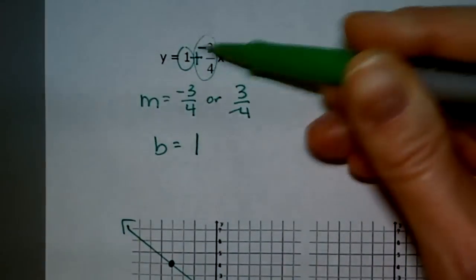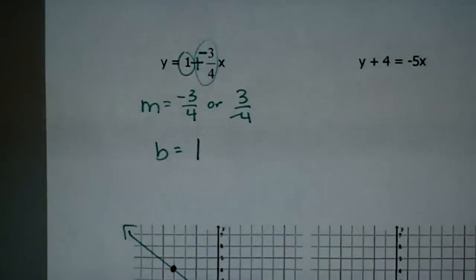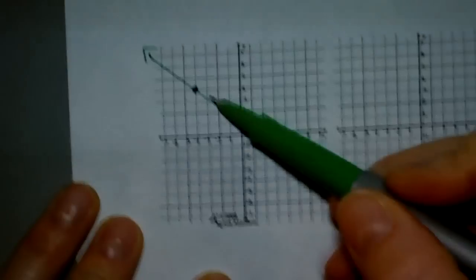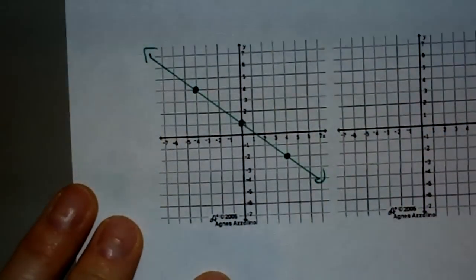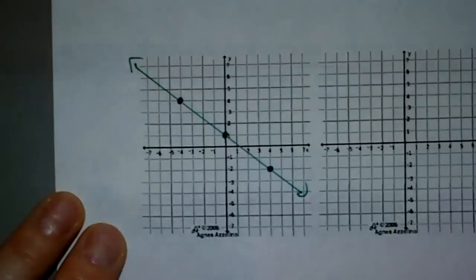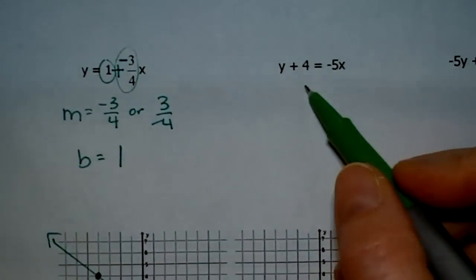And again, do a little check. Do you see how we have a negative slope in our original equation, and this line that we just graphed is going down? That's good. It makes sense. All right. Next one here.